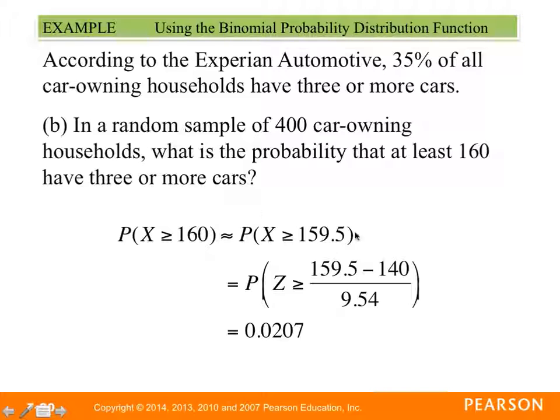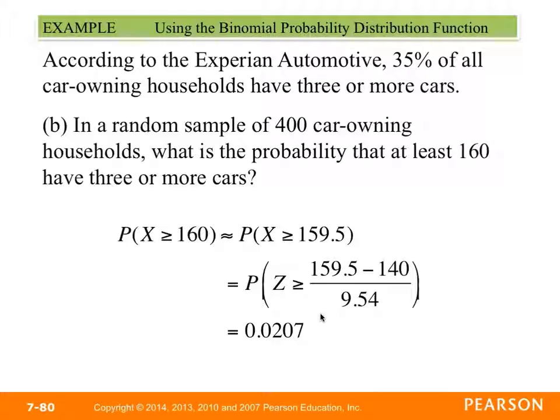Once you have it set up like this, you need to go ahead and calculate your z-score. So you take what you're interested in, which is your 159.5, you subtract your mean, which is 140, which we found on the previous slide, divide by the standard deviation, and I'll give you guys a minute to get that. I'm going to get it as well. So I take my 159.5, subtract my 140, divide by 9.54, and I get 2.044.